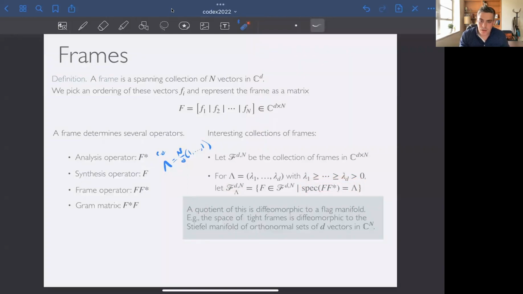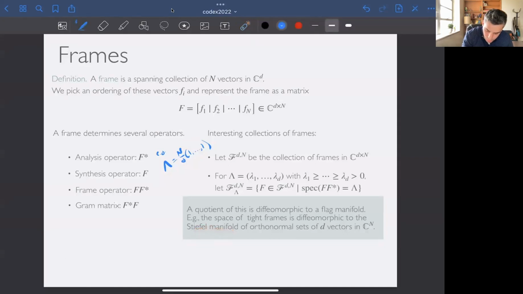This already becomes an interesting object. It's a manifold whose quotient is diffeomorphic to a flag manifold. To pin that down a little more, if I think about the space of tight frames, where I'm prescribing a constant spectrum, then that is diffeomorphic to a Stiefel manifold.